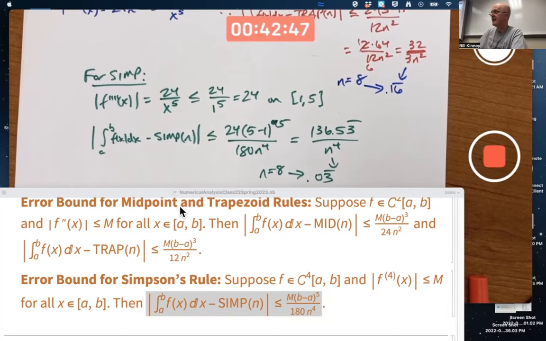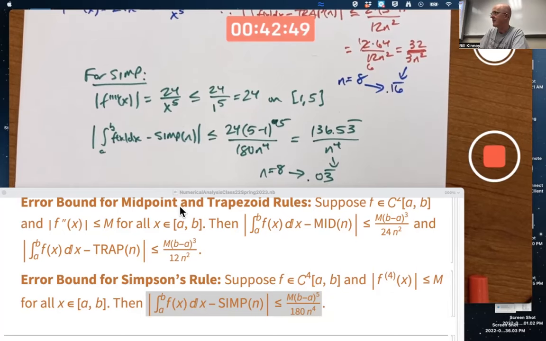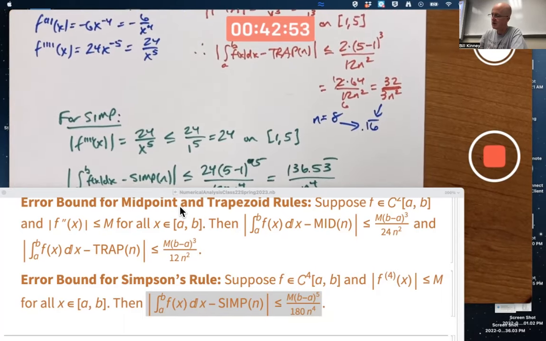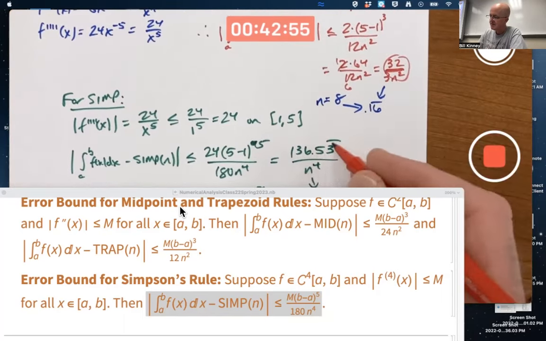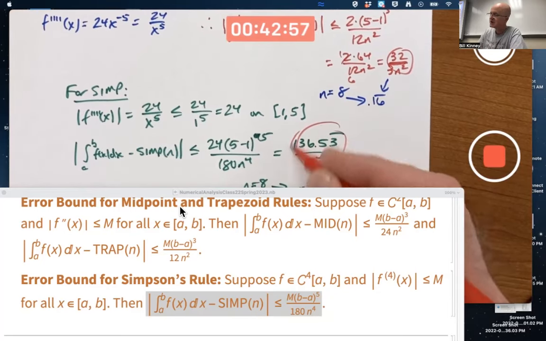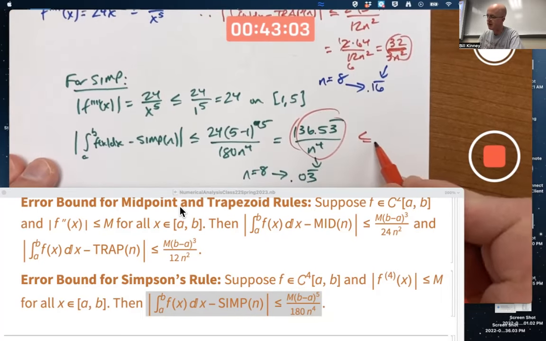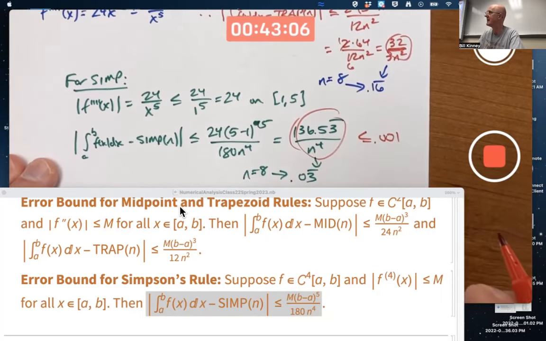I feel comfortable in saying that you should be able to use these kinds of bounds to also solve for minimum values of n to give you guaranteed errors. For example, if you wanted this to be less than or equal to, say, 0.001, how big would n need to be? Solve that inequality for n. You've done those kinds of problems before. No need for logarithms or anything like that.